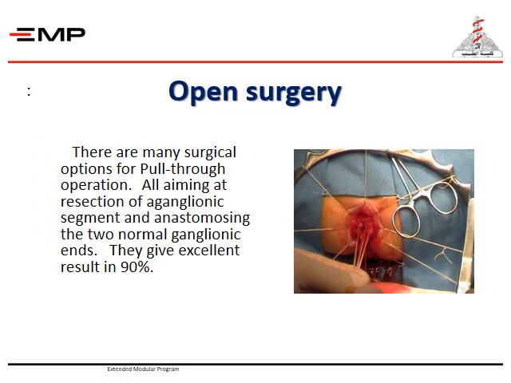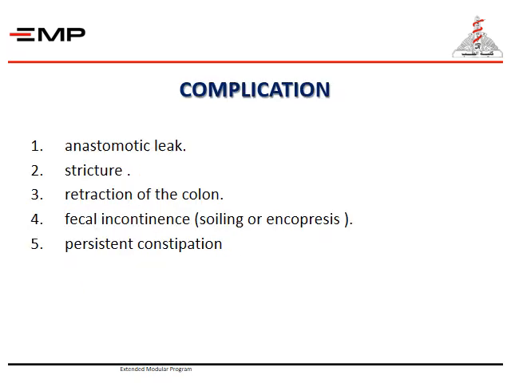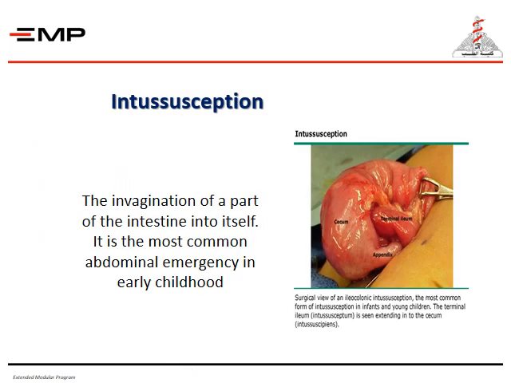There are many surgical options for pull-through operation, all aiming at resection of the aganglionic segment and then anastomosing the two normal ganglionic ends. They give excellent results in 90%. Some postoperative complications are: 1. Anastomotic leak. 2. Stricture. 3. Retraction of the colon. 4. Fecal incontinence, soiling or encopresis. 5. Persistent constipation.